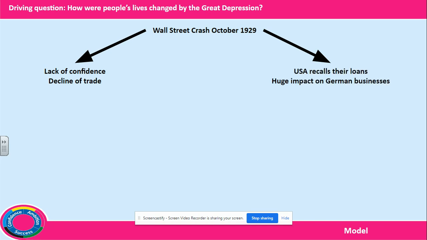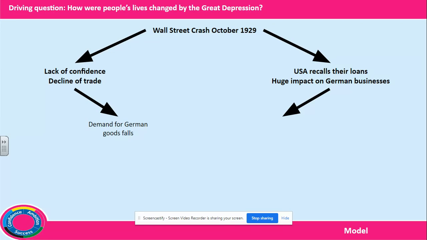Next, US banks started to recall their loans. It hit Germany really hard because German businesses were heavily dependent on American loans. The lack of confidence and the decline in trade led to demand for German goods to fall. And so begins a cycle of trouble that Germany struggled to get out of.